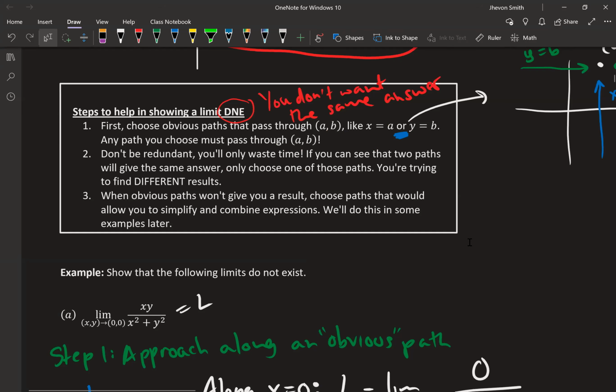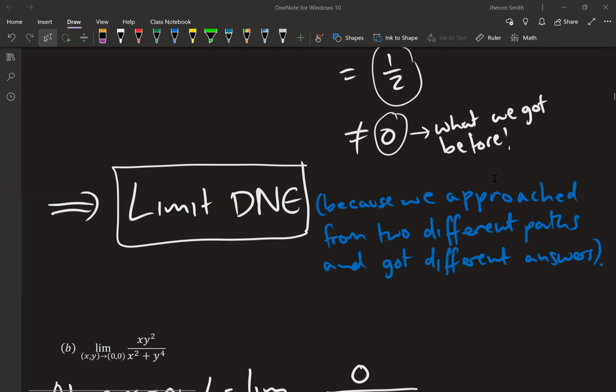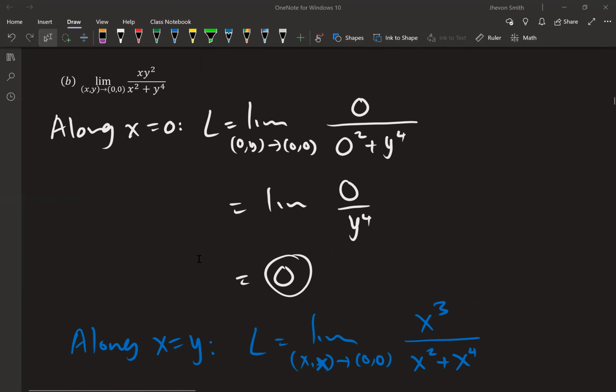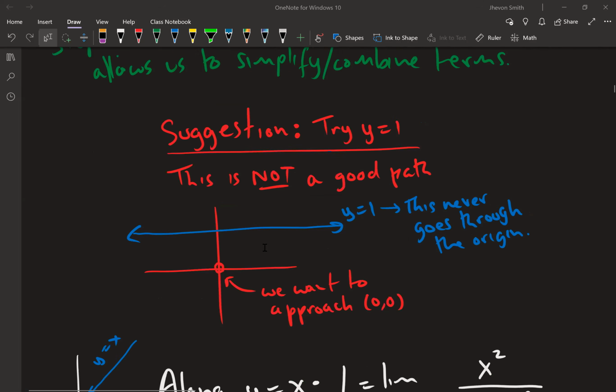And there are some times when a problem is stated specifically in that way: show that the following limit does not exist. And your goal is to find two different paths. There are times when you're just told the limit, but you're not told whether or not it exists, and you have to figure it out on your own. We'll deal with that scenario when we get to it. So here, both obvious paths actually worked. I didn't need anything too exotic here.